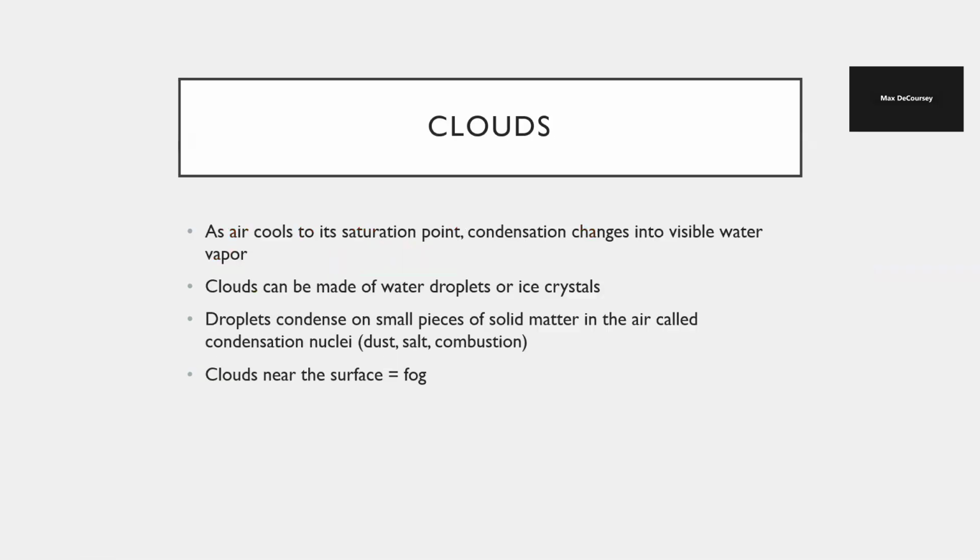So clouds are basically just condensed water. Clouds can be made of water droplets or ice crystals, and the droplets condense on small pieces of solid matter in the air called condensation nuclei. So those things are dust, salt, or combusted materials. Clouds near the surface are just fog. So fog is basically just a cloud along the surface.